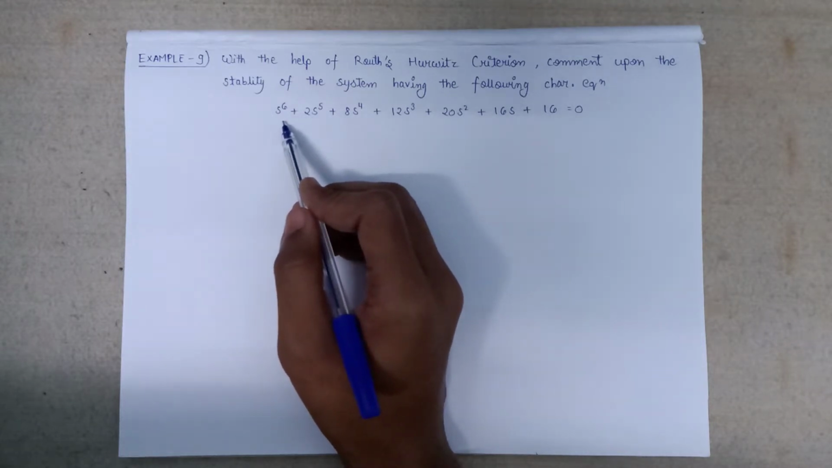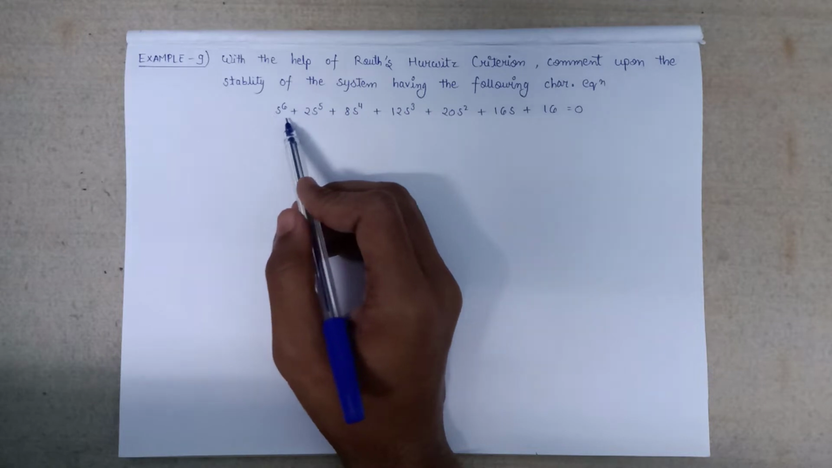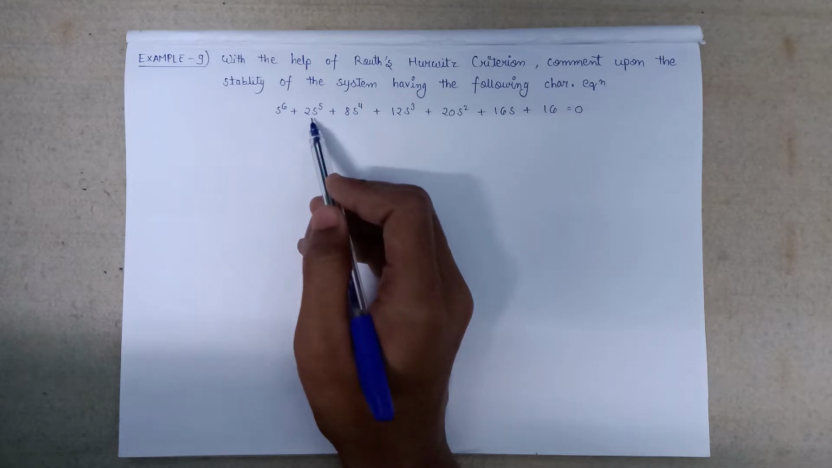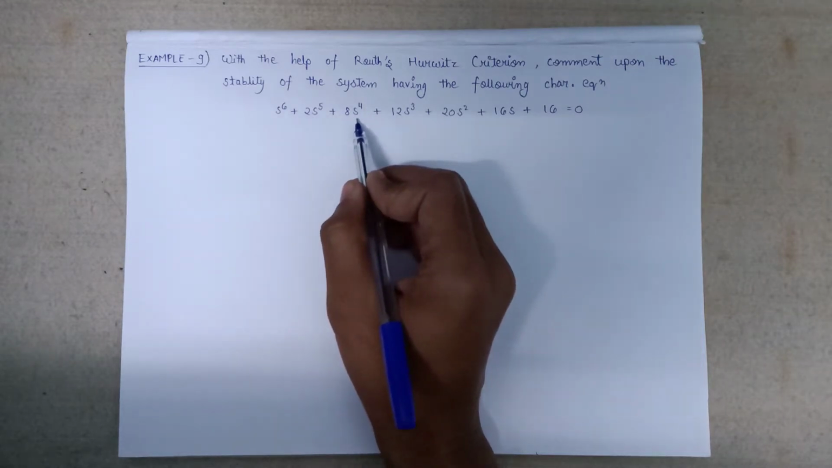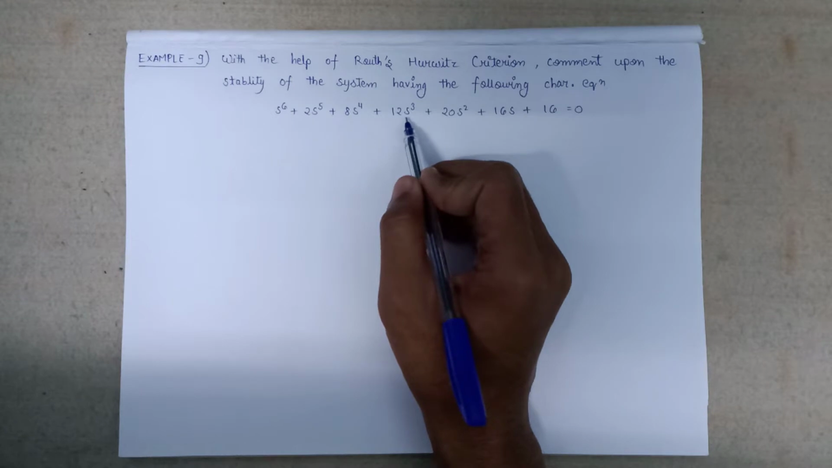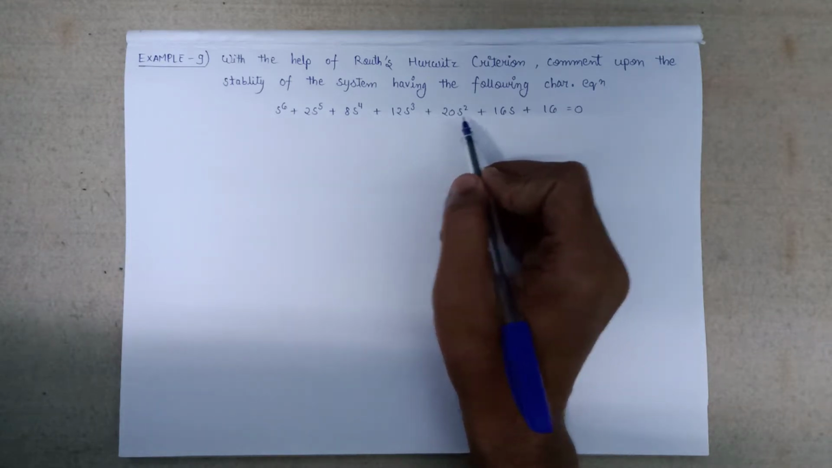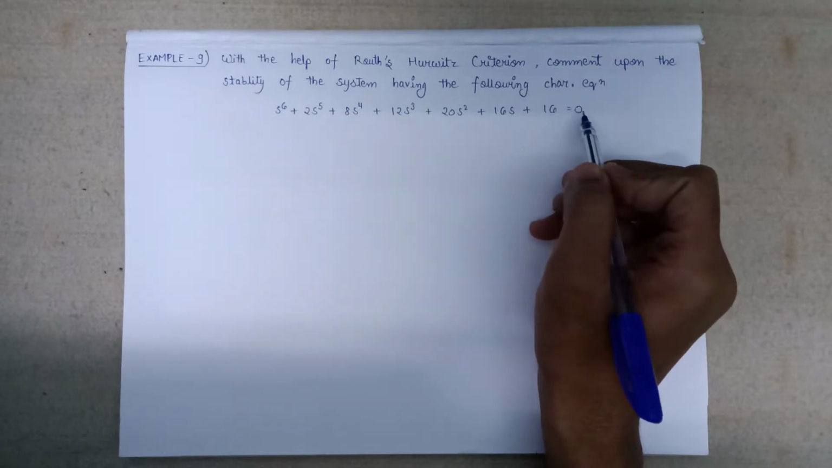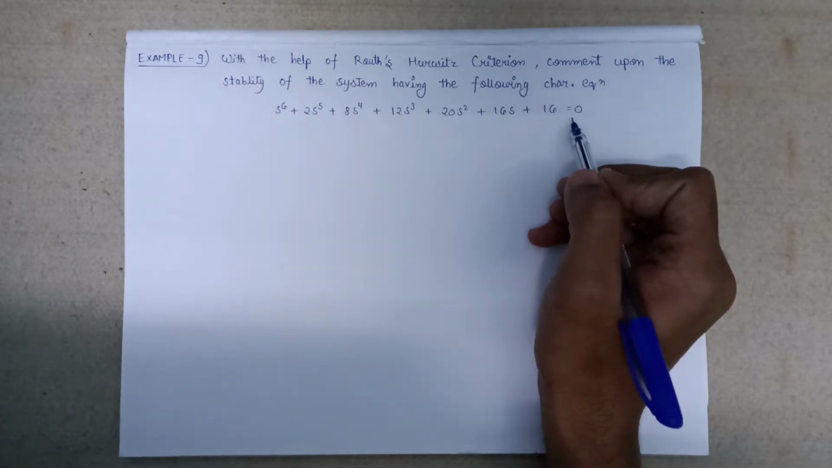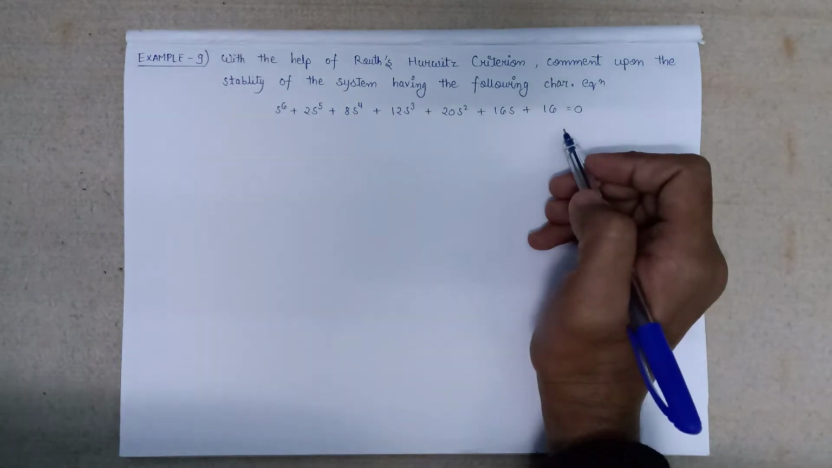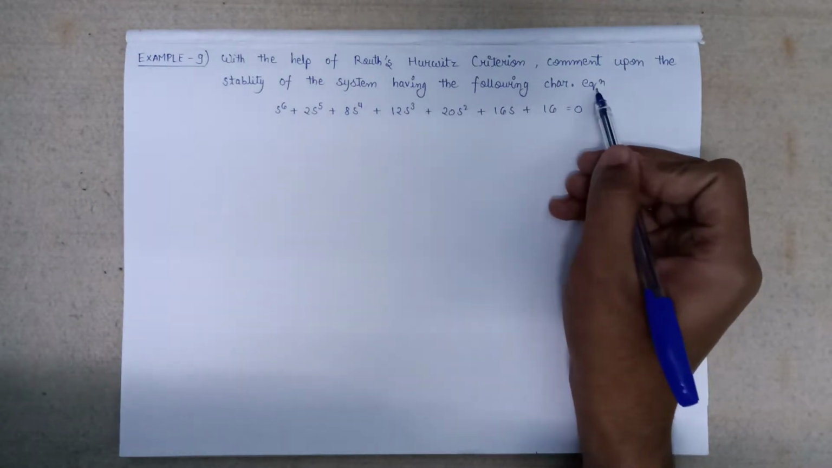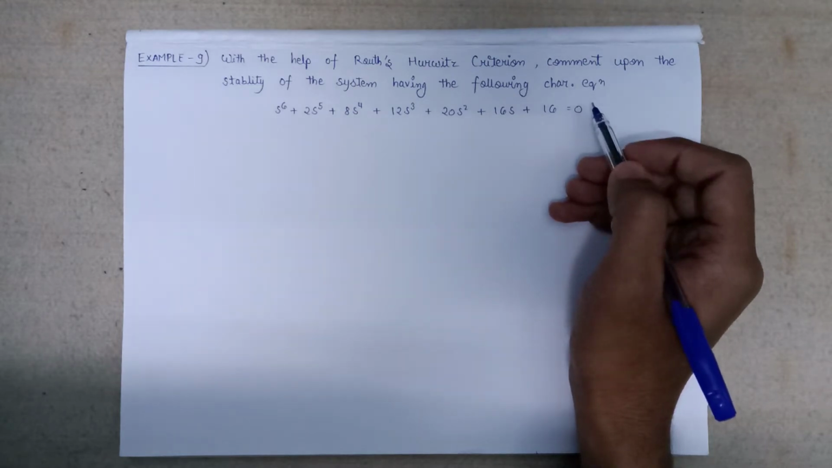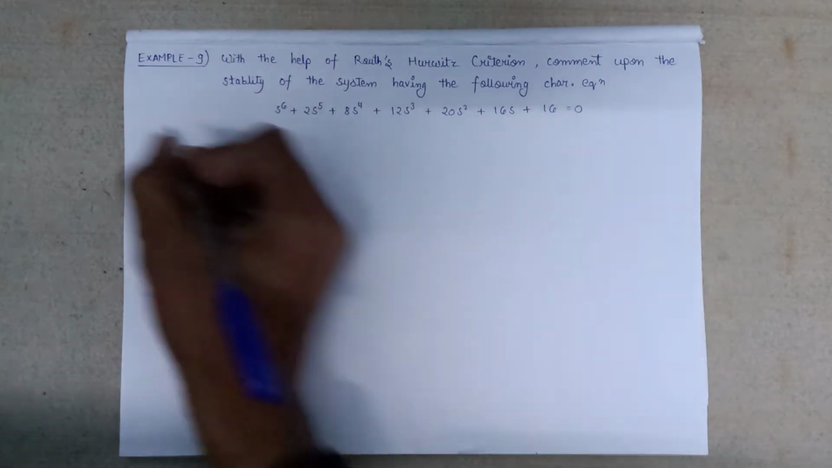We are given a characteristic equation represented as s to the power 6 plus 2s to the power 5 plus 8s to the power 4 plus 12s cube plus 20s square plus 16s plus 16 is equal to 0. So this is the characteristic equation. In this question we are going to check stability. So first of all we have to form a Routh array. After that we have to check whether the system is stable or not.